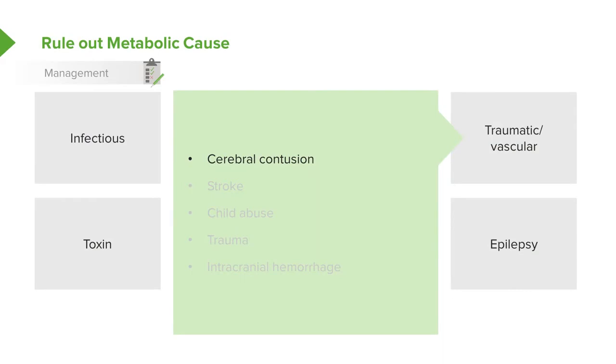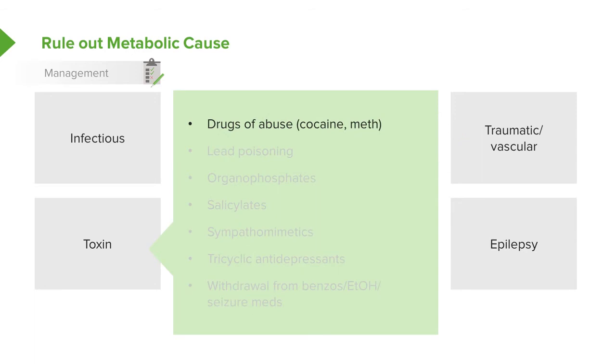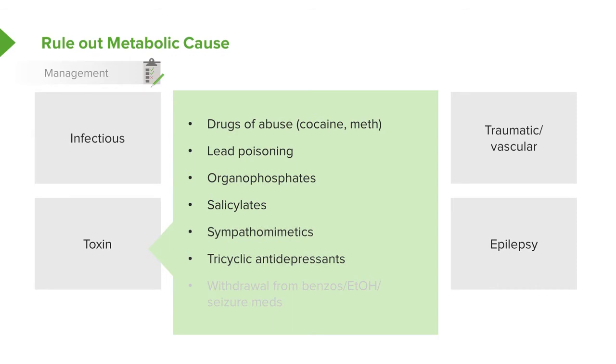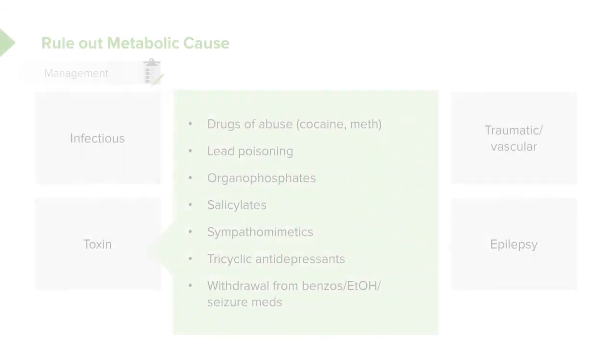In traumatic or vascular disease, patients can get seizures from cerebral contusions, stroke, child abuse, trauma, or any cause of intracranial hemorrhage. Toxins can also cause seizures. Drugs of abuse, such as cocaine and methamphetamine, cause vascular constriction, which can cause ischemia of the brain and seizure. Lead poisoning can do it in severe cases, as can, rarely, organophosphates, salicylates, sympathomimetics, tricyclic antidepressants, or withdrawal from drugs of abuse. Those can all cause seizures.